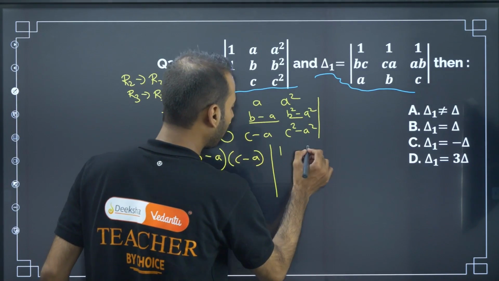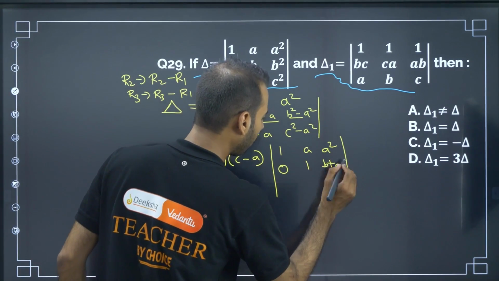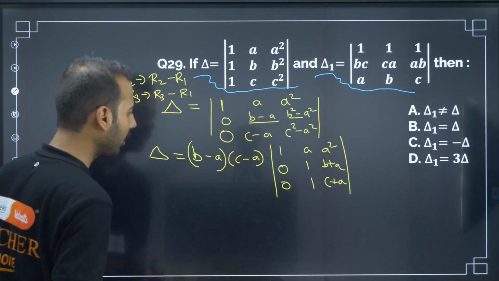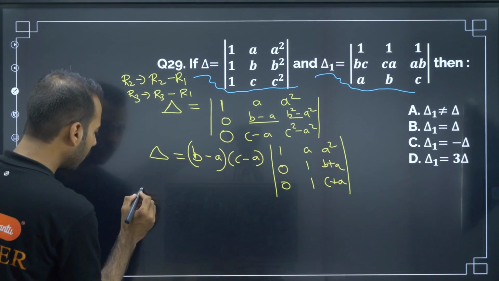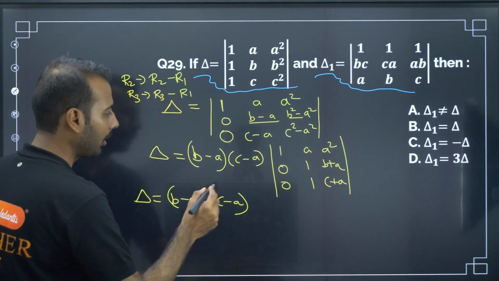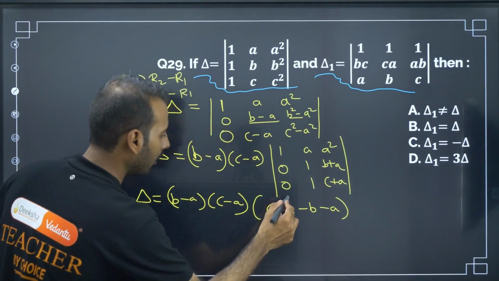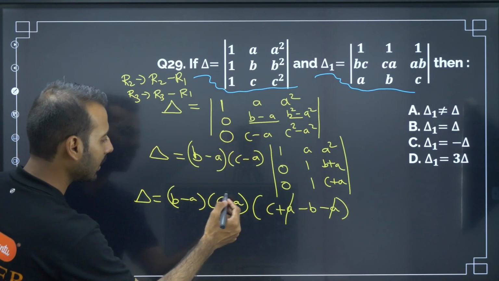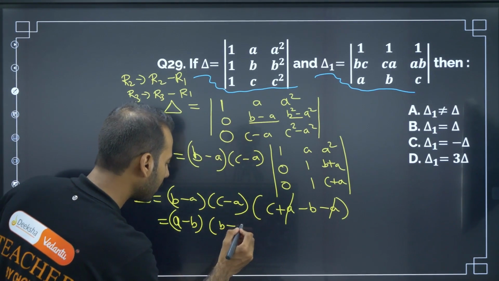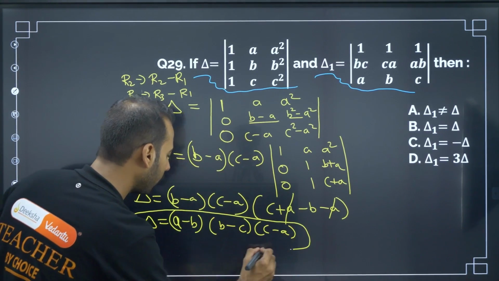So how I am taking common. Here I am left with 1, a, a square. Next, here I am left with 0, 1, b plus a. Here I am left with 0, 1, c plus a. I am left with these many things. Now if I want to evaluate, this triangle can be written as (b minus a)(c minus a) times (c plus a minus b minus a). So finally I am left with (b minus a)(c minus a)(c minus b). This can be written as (a minus b)(b minus c)(c minus a). Triangle is this. So this is the value of triangle.